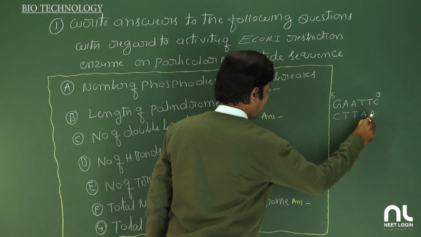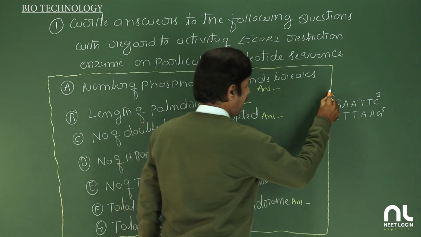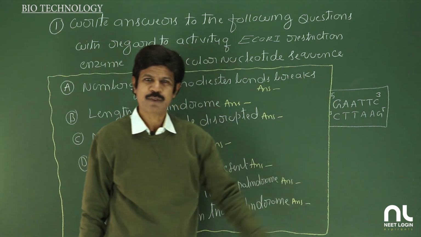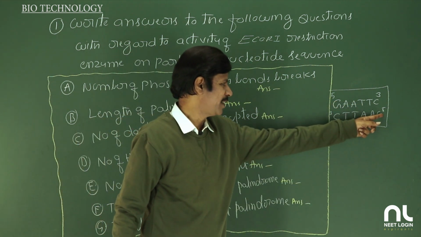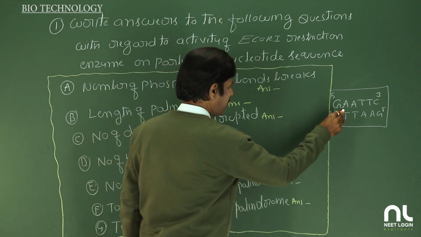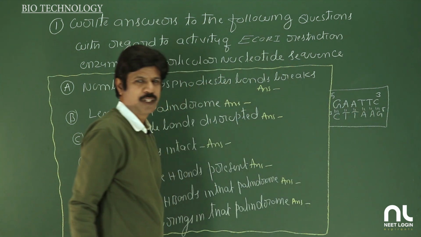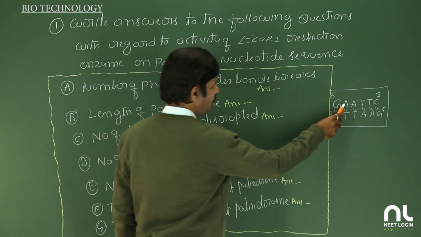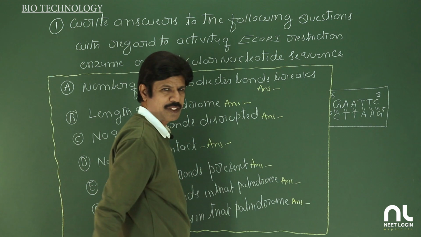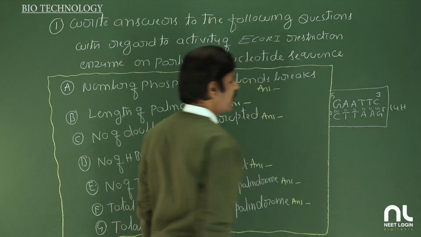CTTAAG, 3' to 5', and this is the palindromic sequence. It reads the same in both forward and backward direction. GAATTC, GAATTC. So between guanine and cytosine there are 3 hydrogen bonds, and between adenine and thymine 2. So total number of hydrogen bonds: 4 into 2 is 8, plus 3 is 11, plus 3. Total it is 14 hydrogen bonds.